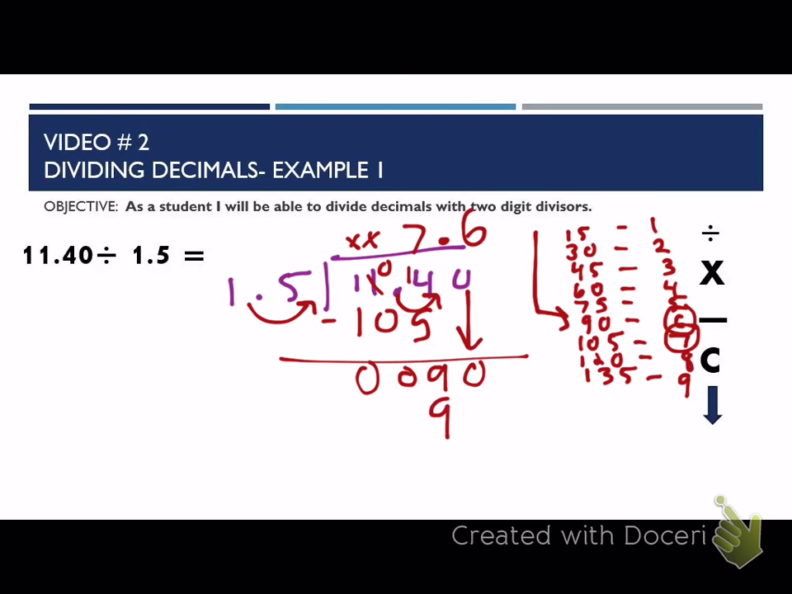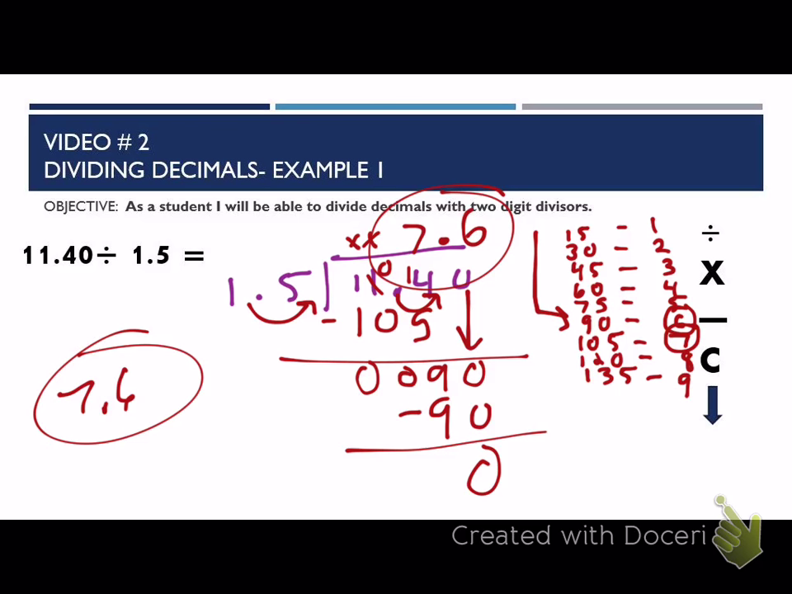6 times 15 is 90. We subtract and get 0. We are done. We used our fast facts, and we have 7 and 6 tenths as our answer. We're going to move on to example number 2.